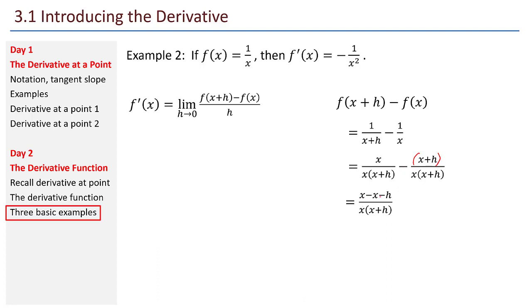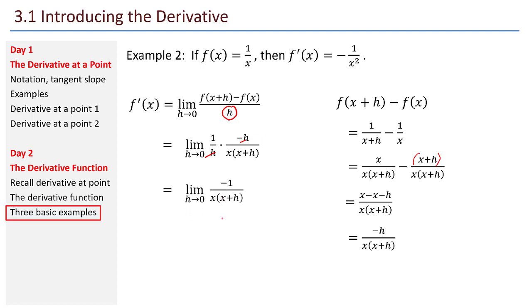Oh, but those x's fall away, and I'm left with negative h divided by x times x plus h. So now, coming back to the limit problem, I can take that h in the denominator and express it as a multiplication. So I get the limit as h goes to 0 of 1 over h times negative h over x times x plus h. And the h's cancel. That leaves me with the limit as h goes to 0 of negative 1 over x times x plus h. And now I really can plug in 0 for h. And when I do, I get negative 1 over x squared.